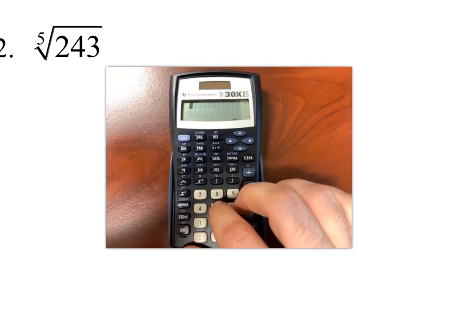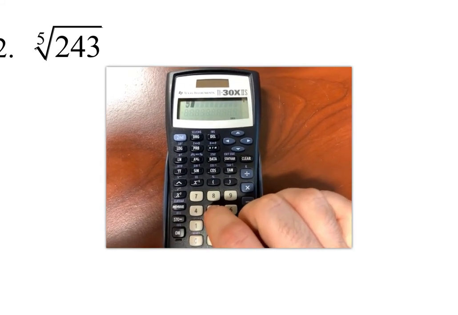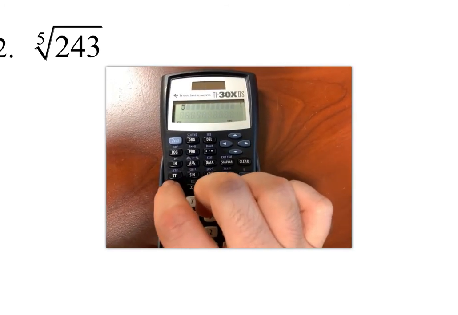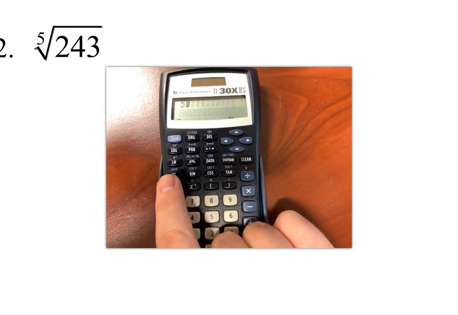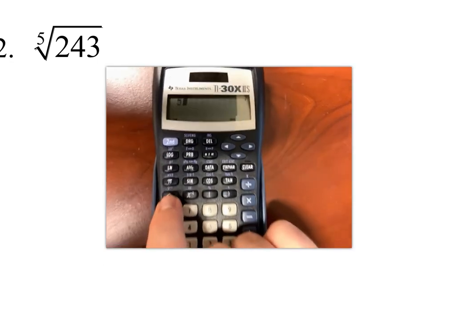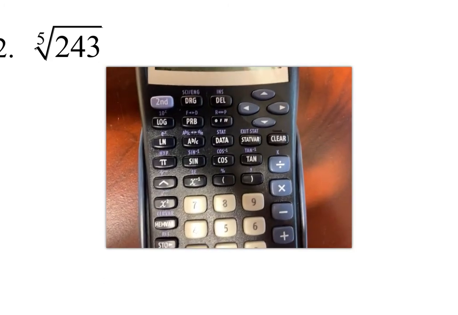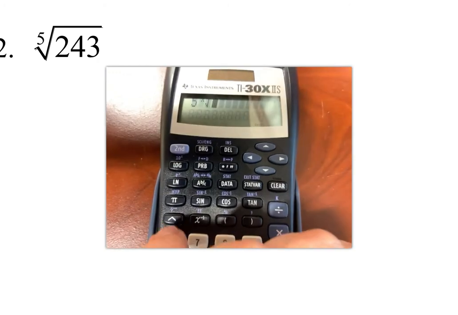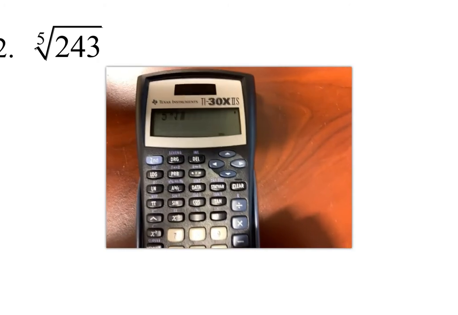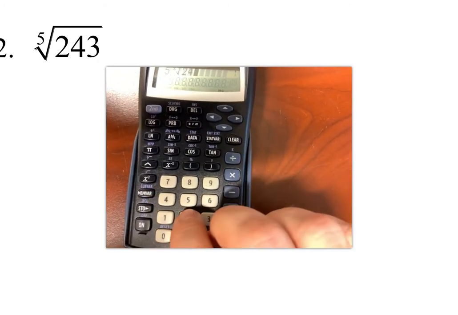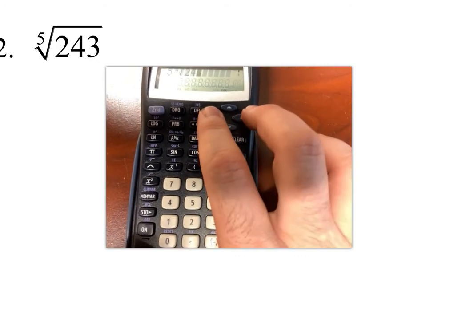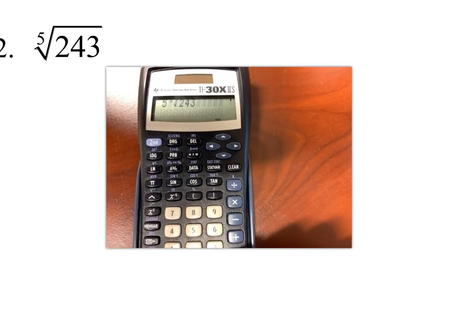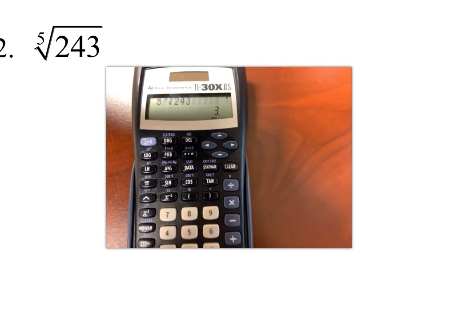So for the fifth root of 243, I'll hit 5 for my index and then press second, and the x root, which is the caret key right here. But make sure it's the x root and not the square root. Of 243. And you get 3.